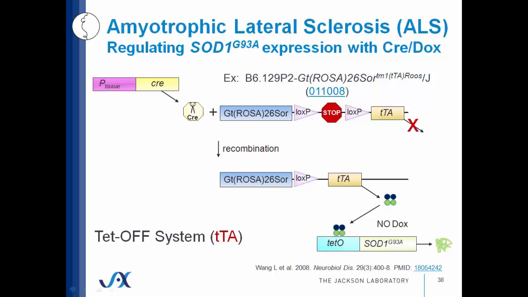So here's a more specific example, again using Cre to turn on expression of a mutant form of SOD1, which leads to symptoms of ALS in humans. So here you would use that system. You turn on tTA using Cre in whatever tissues you're interested in. In the absence of doxycycline, then the SOD1 G93A mutant protein is expressed, leading to whatever those phenotypes, and that then can be turned off or prevented expression of the SOD1 mutant protein by the administration of doxycycline.